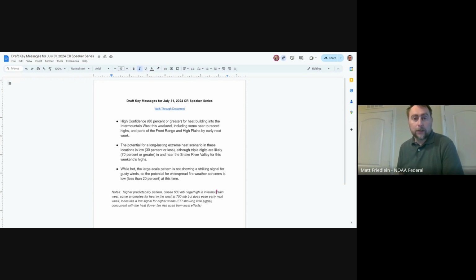And while there certainly could be localized effects where the winds are higher with the Intermountain West and on the Front Range, as a whole, when Jenny looked at the signal for winds, that was on the lower end, both on the anomalies early on and then looking at some of the data in DESI too. So we sort of phrased it like that: the potential for widespread fire weather concerns is low.